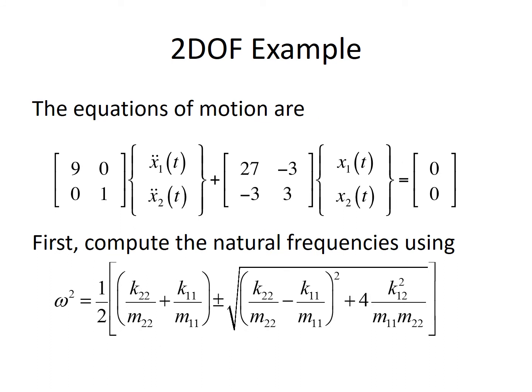Using Newton's second law to obtain the equations of motion results in the matrix expression shown at the top of the chart. The mass matrix is a diagonal matrix, while the stiffness matrix includes a non-zero coupling term. This coupling term represents the stiffness of the spring that connects mass 1 to mass 2. We can use the general expression derived earlier by noting that M11 is equal to 9, M22 is equal to 1, K11 is equal to 27, and K22 is equal to 3. The coupling term K12 is equal to -3.